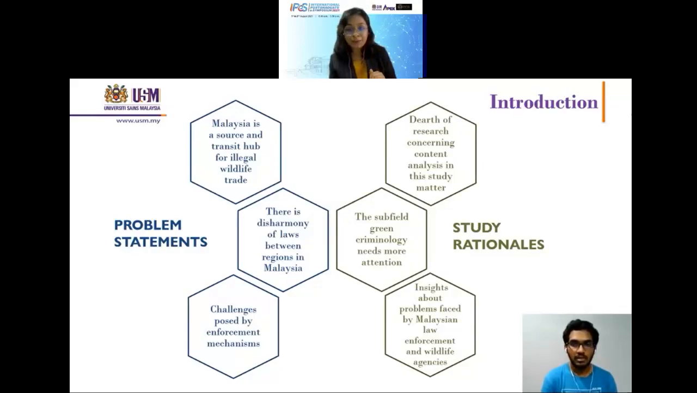The first study rationale as to why this study should be conducted is the dearth of research concerning content analysis in this study matter, which is transnational wildlife crime. Second is that the subfield green criminology needs more attention. And the third rationale is that this study will provide insights about problems faced by Malaysian law enforcement and wildlife agencies.